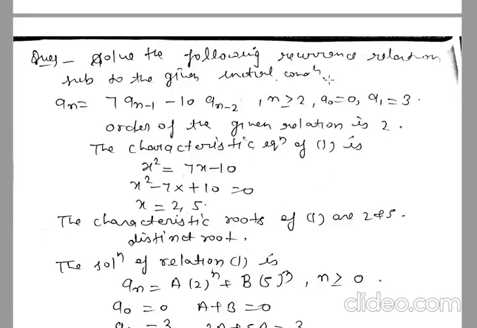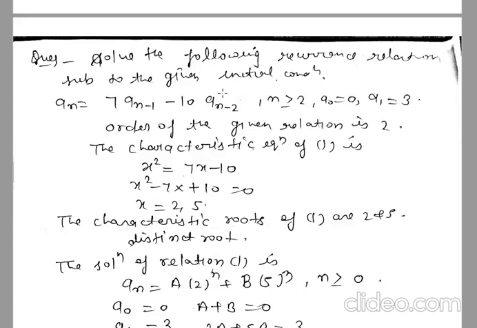Solve the following recurrence relation subject to the given initial condition. An is equal to 7an minus 1 minus 10an minus 2, n is greater than or equal to 2. A naught is given, A1 is given. These things are always given in your exam. So the order of the given relation is 2. You can see here an minus 2, that means that coefficient will be your C2, and C2 does not equal 0. Then we can say that our order is 2.